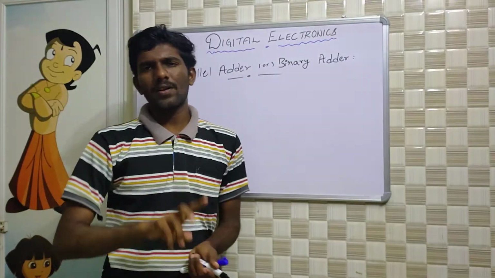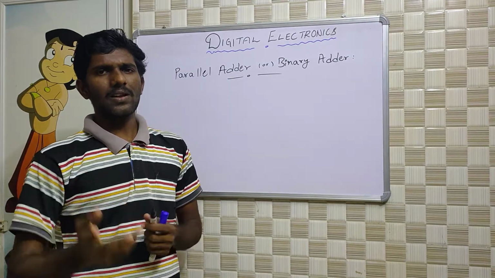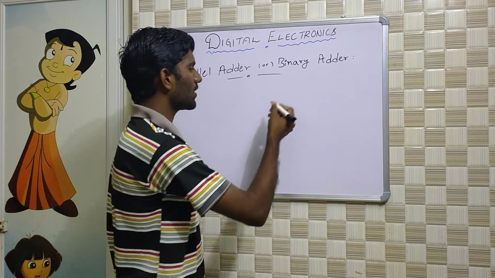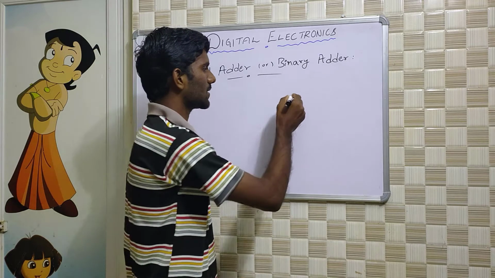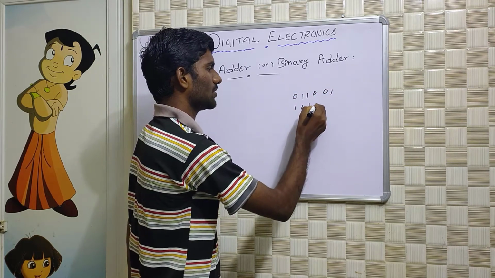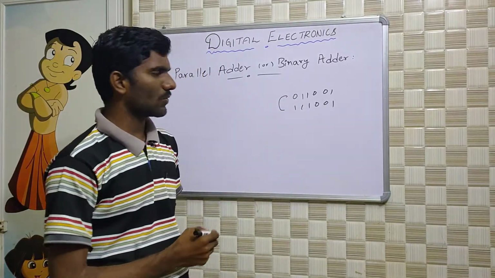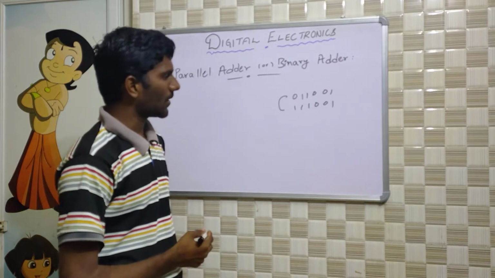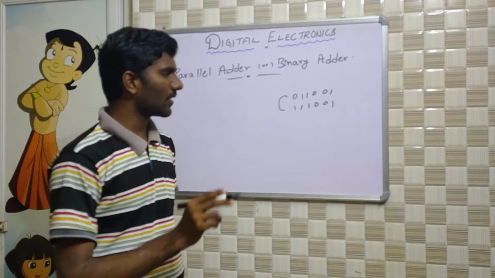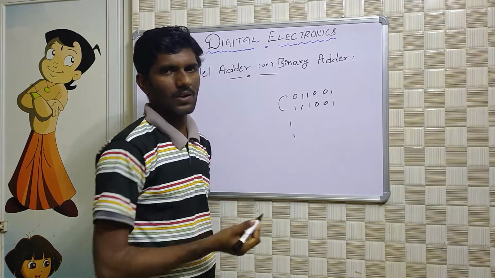Generally the half adder will add one-bit numbers to one-bit numbers. Similarly, a full adder will add three one-bit numbers. So if you want to perform addition of two numbers, 011001 and 111001, how can we perform the addition of these two numbers by using a half adder or full adder? It's not possible, because by using a half adder or full adder we can perform addition of only two 1-bit or three 1-bit numbers.